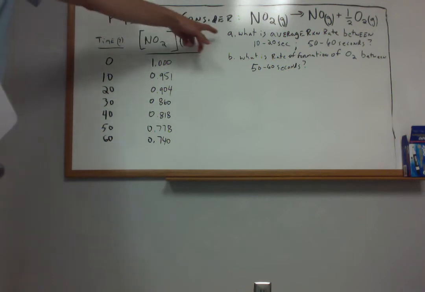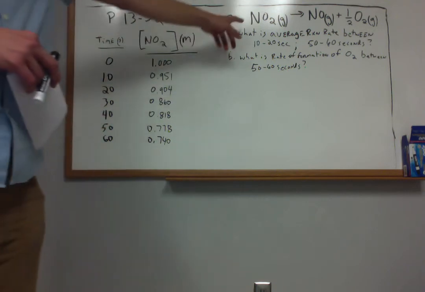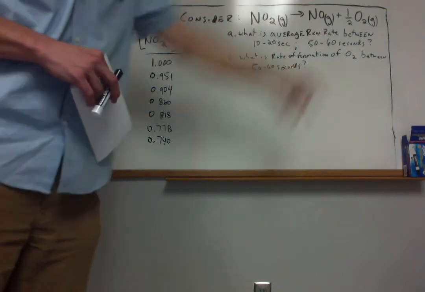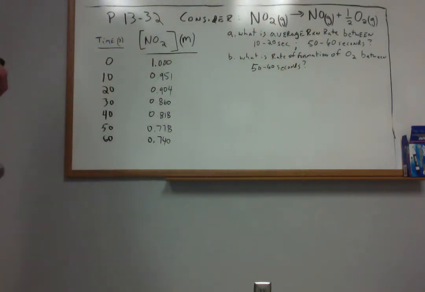We're supposed to consider a chemical reaction. Here it's the decomposition of NO2 into nitric oxide and oxygen. And we want to know what is the average reaction rate between 10 to 20 seconds, and then also 50 to 60 seconds. So there's two different time intervals that we want to determine the average rate over, and what is the rate of formation of oxygen between the latter time period, 50 to 60 seconds.